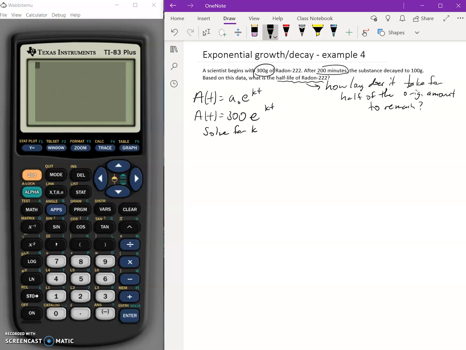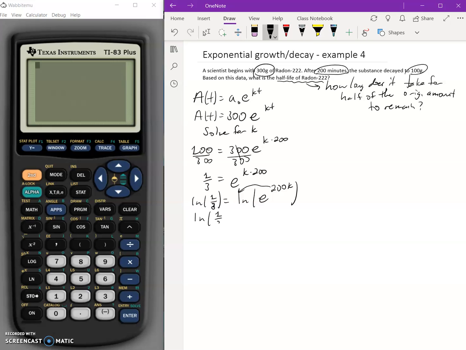So I plug in information that after 200 minutes, there's 100 grams remaining. So I have 100 grams remaining is equal to 300 e to the k times 200. I divide over the 300, so I get 1/3 is equal to e to the k times 200. My variable is in the exponent, so I take log of both sides. So I take natural log of both sides, natural log of e to the 200k. Bring down the exponent, so I have natural log of 1/3 is equal to 200k times natural log of e.